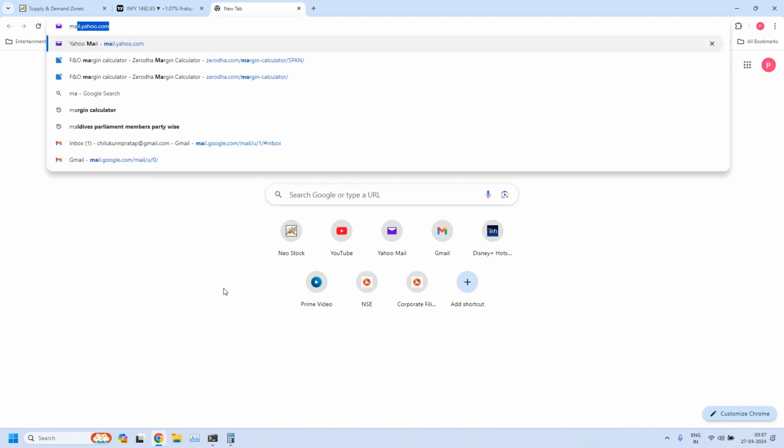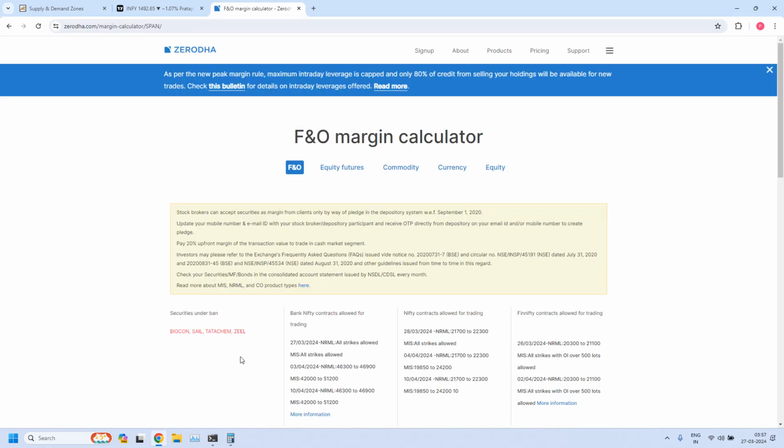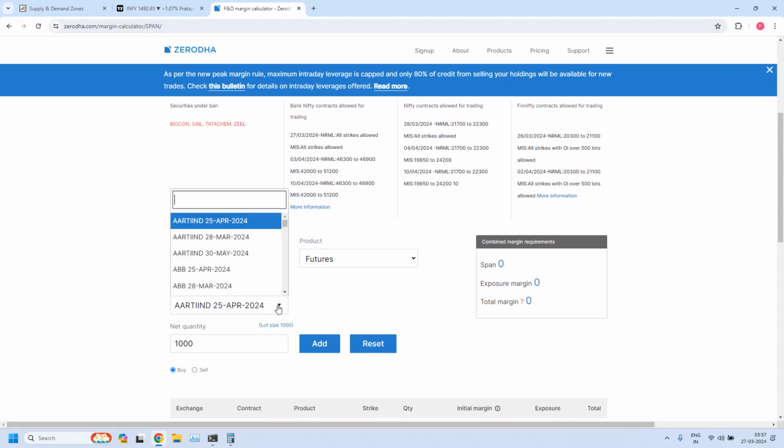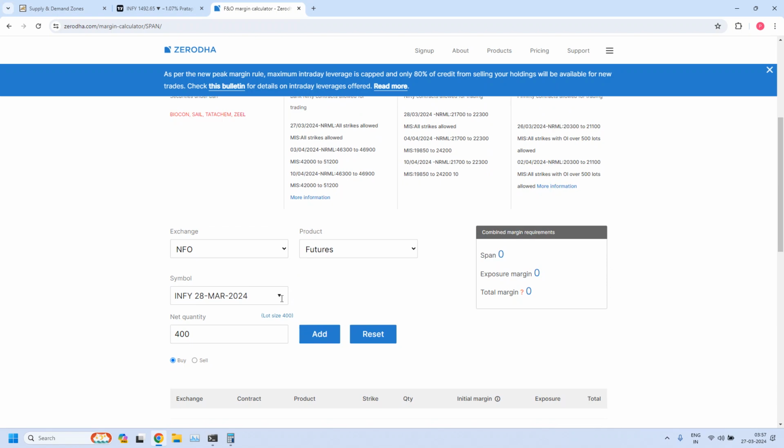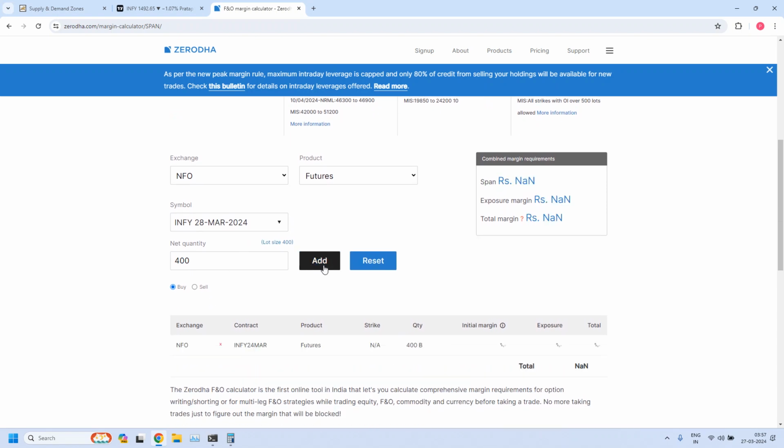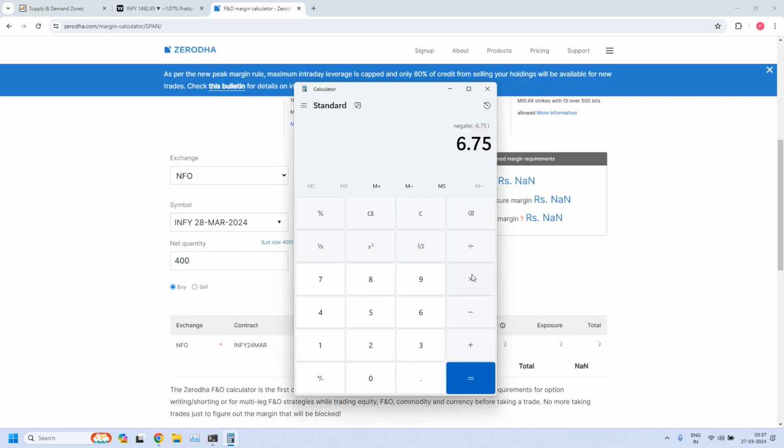So let me open the margin calculator. I opened the margin calculator for Infi. 400 is the net quantity. The data is not available. I think it is working in the market hours only. So first let us see how much profit we would have got. You would have got 2,700 rupees intraday profit for one futures lot. But its margin cost is something around 1,06,000.